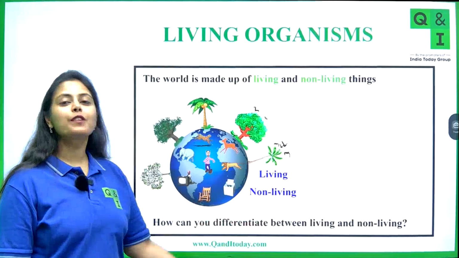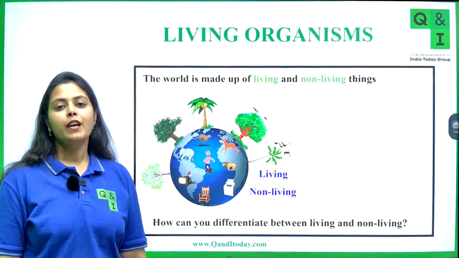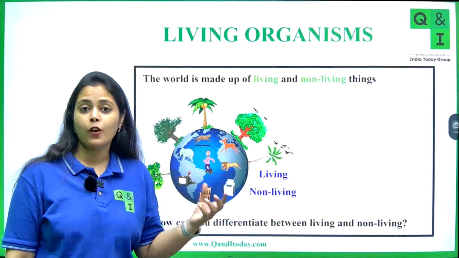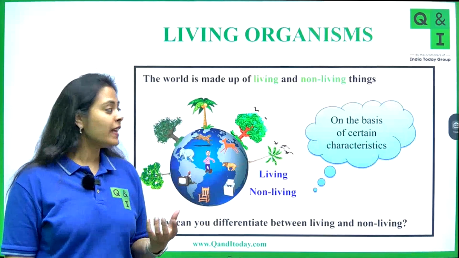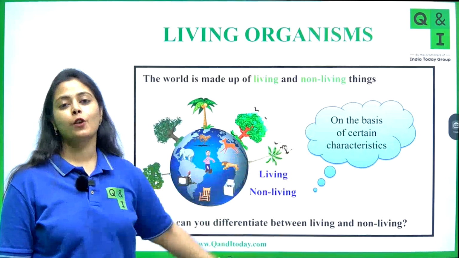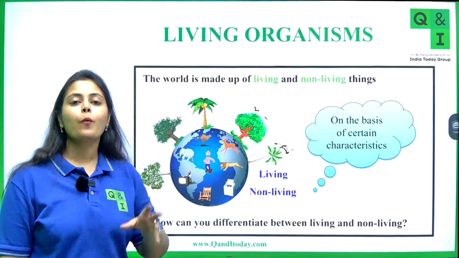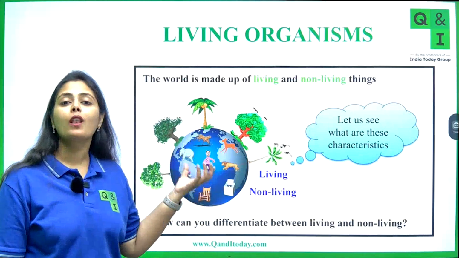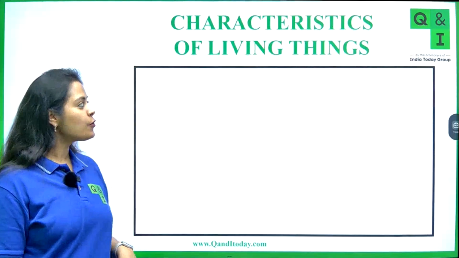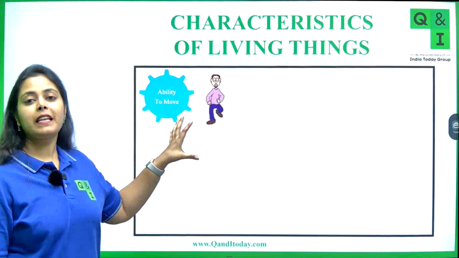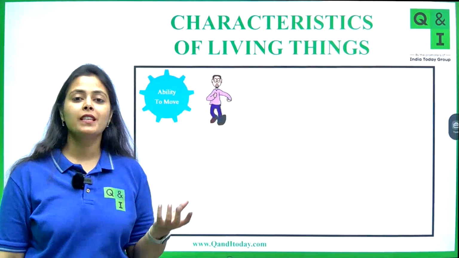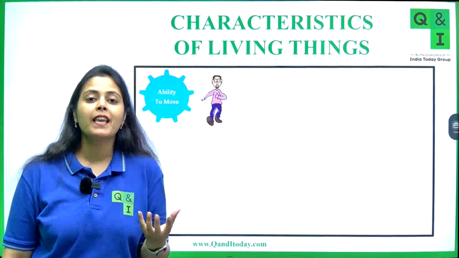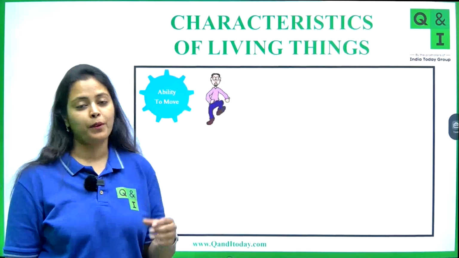But how can you differentiate between living and non-living? Whenever you are seeing an object and classifying it as living or non-living, there are some characteristics on the basis of which you can say whether a component is living or non-living. Now let's see what these characteristics are. For any component which you see in your surroundings and want to label as living, what will you see in that particular component?